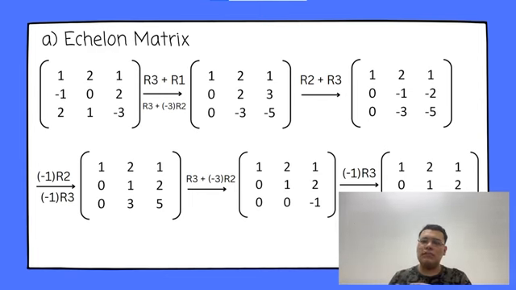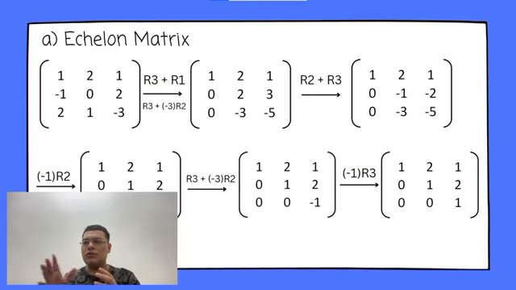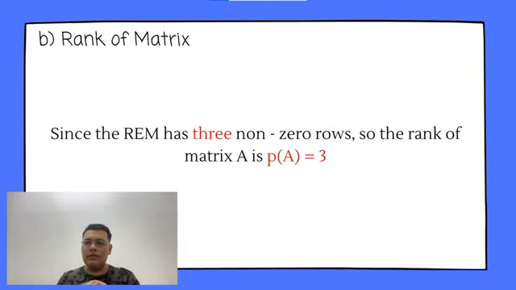And then just multiply negative 1 by row 3, we will have 1, 2, 1, 0, 1, 2, 0, 0, 1, which is the echelon matrix. For the next question, he asked us what's the rank of the matrix, which is really simple. Since the REM, or the matrix, had 3 non-zero rows, the matrix rank is 3, as simple as that.